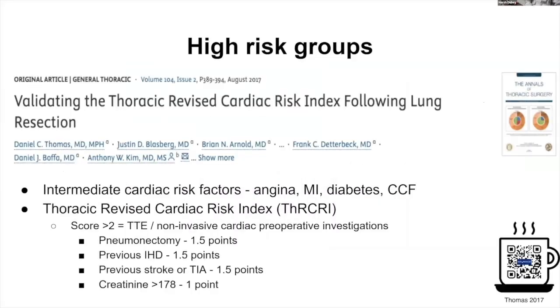The other high-risk group is patients who have an intermediate cardiac risk, and evidently lots of patients presenting for these types of surgeries will, by default, have some intermediate cardiac risk factors. When they went back and looked at the data for the revised cardiac risk index score, they found that there were barely any patients undergoing thoracic surgery included in the original risk index. So they developed this thoracic revised cardiac risk index score, to risk stratify patients and see who needs non-invasive preoperative cardiac investigations.